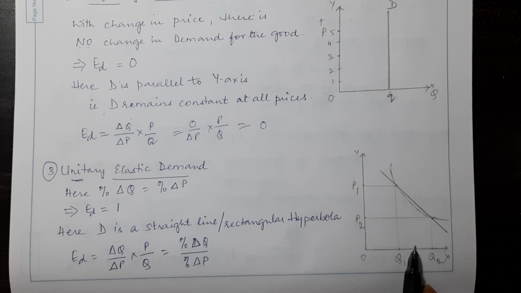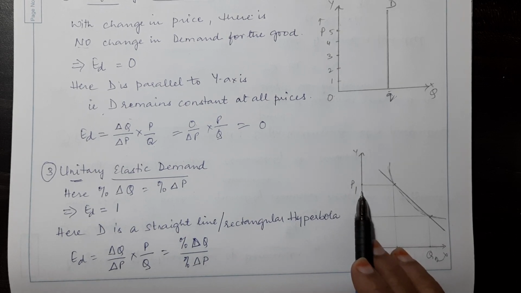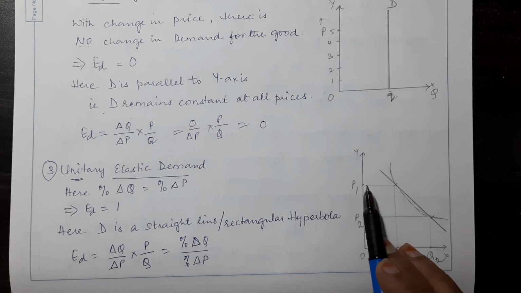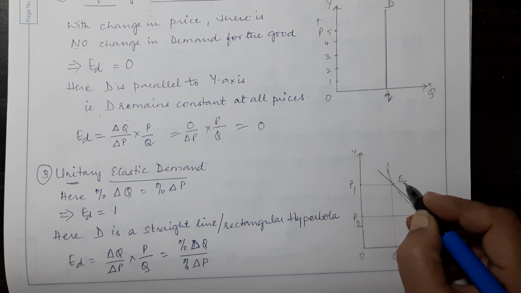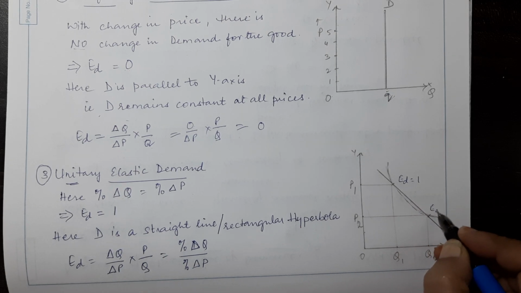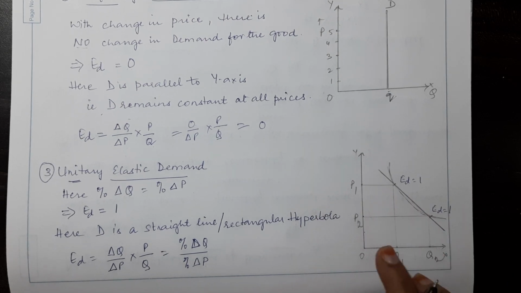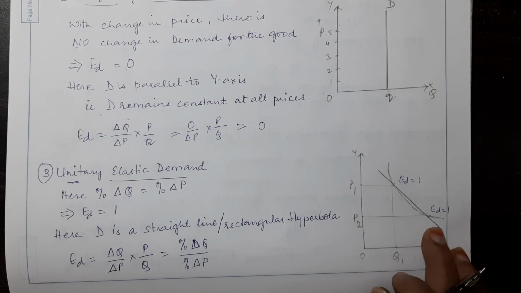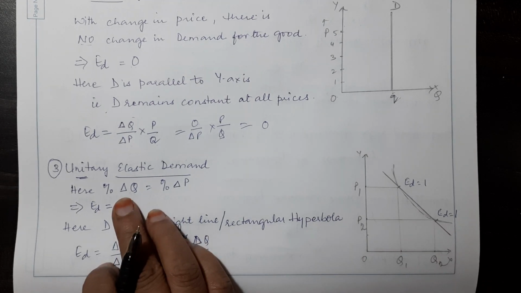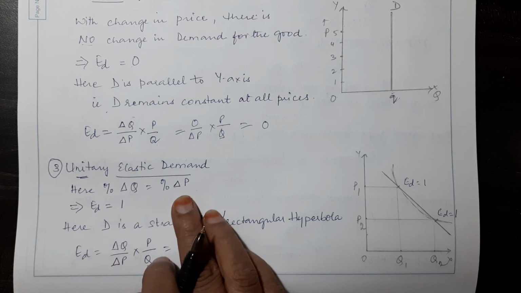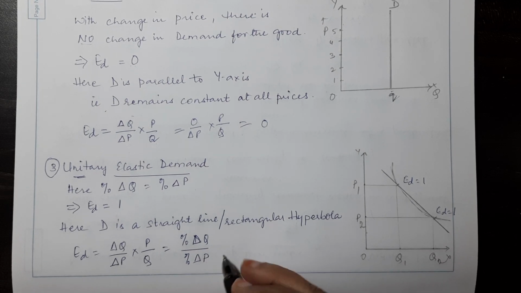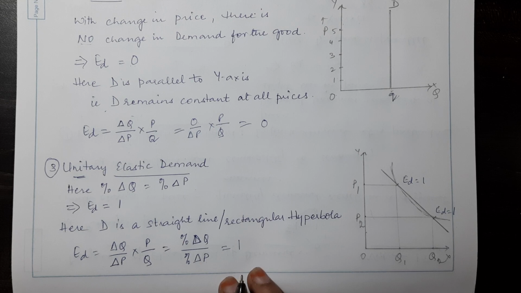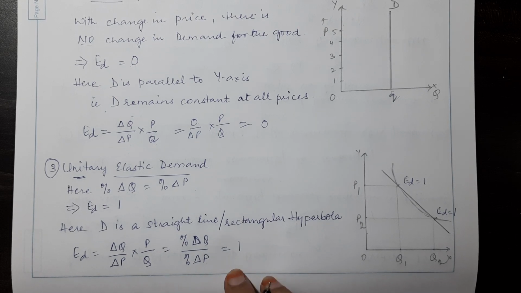So if you look at the graph, we can see the area under these 2 points. So at any point on this curve, ED will be equal to 1. Here also ED will be equal to 1. So at any price and quantity combination, ED will be found to be 1 because percentage change in quantity demanded will be equal to the percentage change in price. So mathematically, we find percentage change in quantity and percentage change in price to be equal. So this will give us the value of 1. So ED is equal to 1.